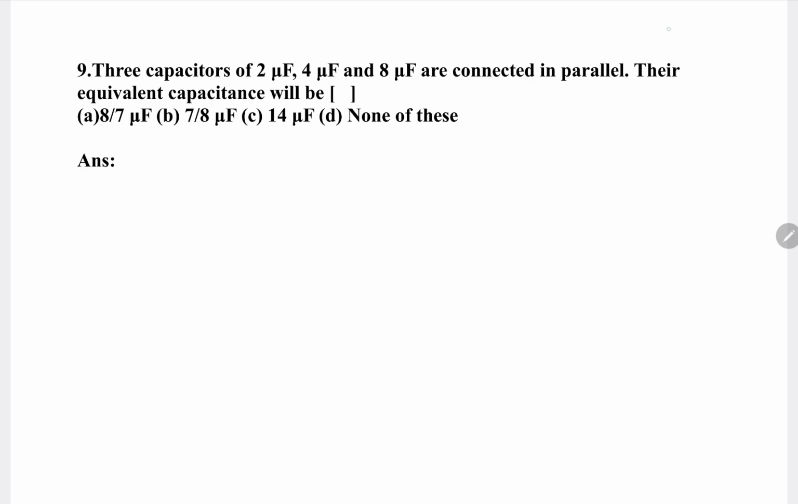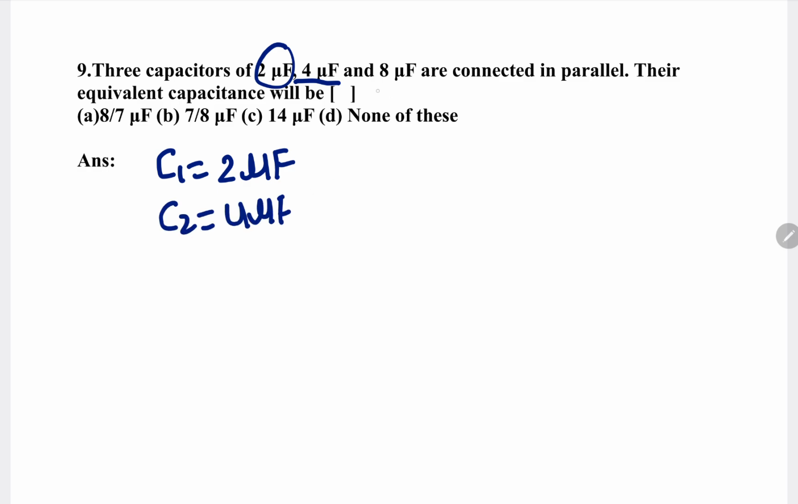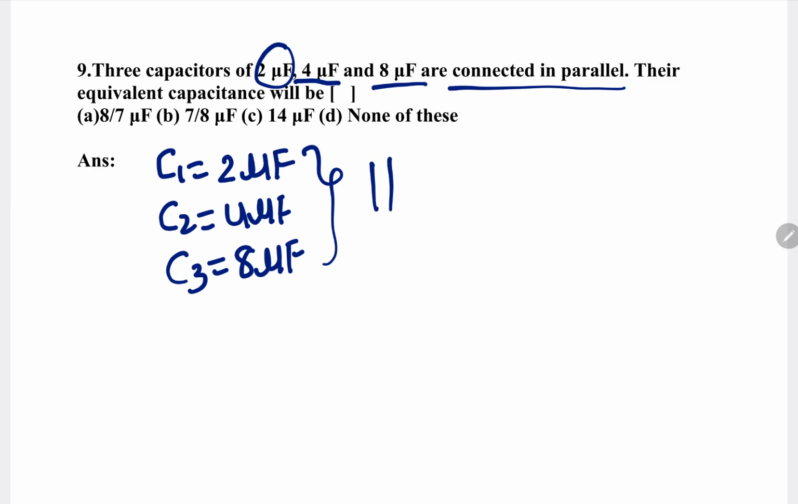Next question. Let us start with the ninth question. Three capacitors. It's about the capacitors connection. Three capacitors. C1 is equal to 2 microfarad. Micro means 10 power minus 6. C2 is 4 microfarad. And C3 is 8 microfarad. They are connected in parallel. So how are they connected? Parallel. So this symbol I am using for parallel connection.